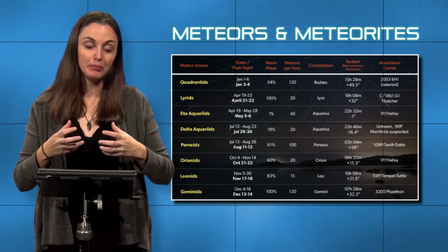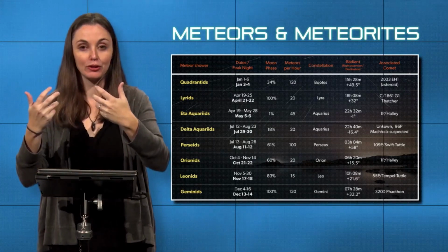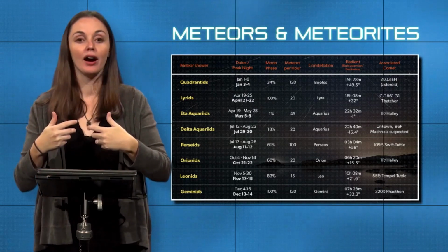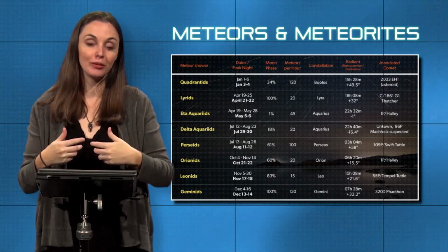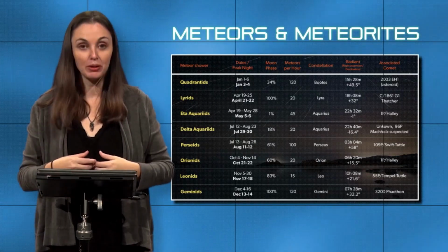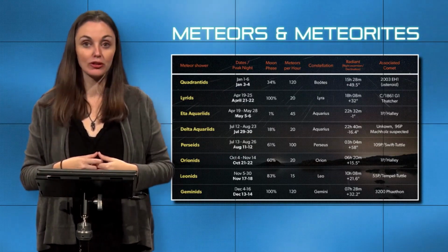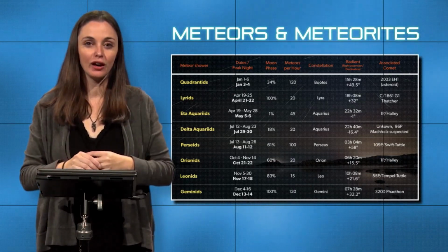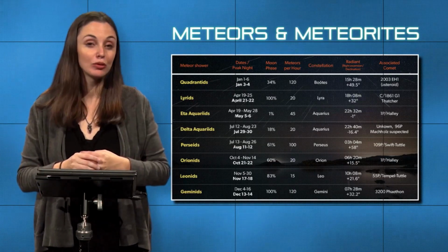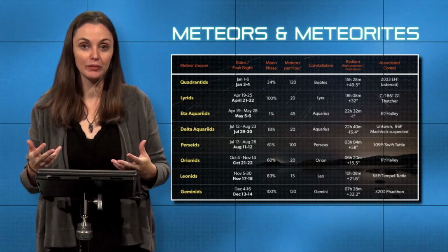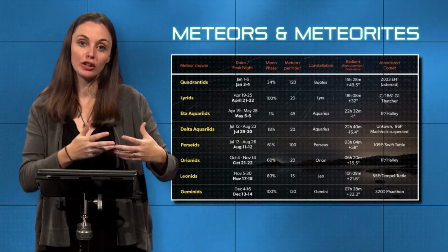Another particularly good one is in December, the Geminids. Those meteors look like they're coming from the constellation Gemini, which is most visible during the winter months. The peak nights for that event are December 13th and 14th. So again, this just gives you an idea of where the names for these meteor showers are coming from and when they're visible and what that meteor shower is really all about.